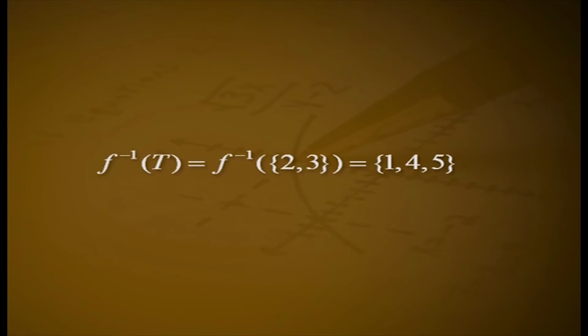f of the set S is f of the set consisting of 1, 3 and 5, which is equal to the set consisting of f of 1, f of 3 and f of 5, which is equal to the set consisting of 3, 5 and 3, which is equal to the set consisting of 3 and 5. The element 4 has image 2 and the elements 1 and 5 have image 3. Hence, f inverse of T is f inverse of the set consisting of 2 and 3, which is equal to the set consisting of 1, 4 and 5.